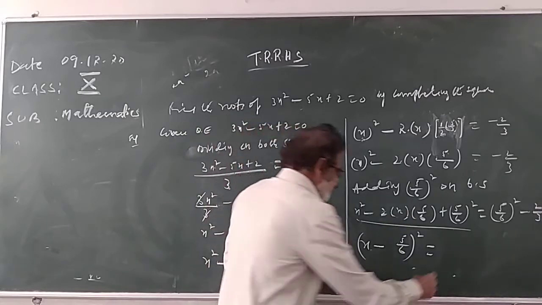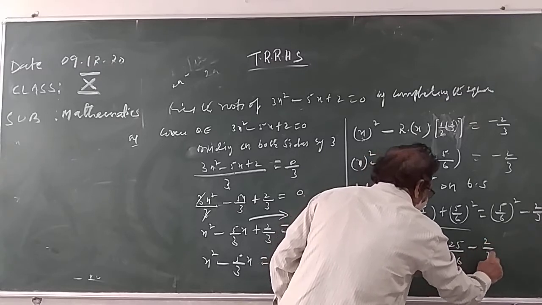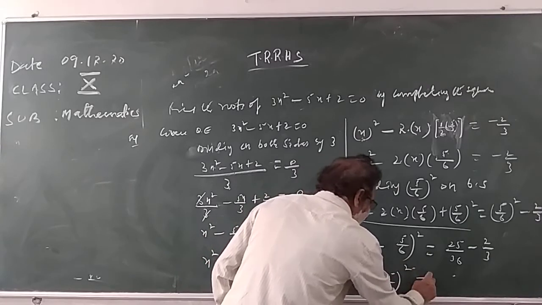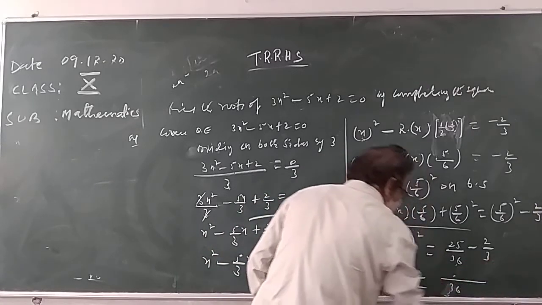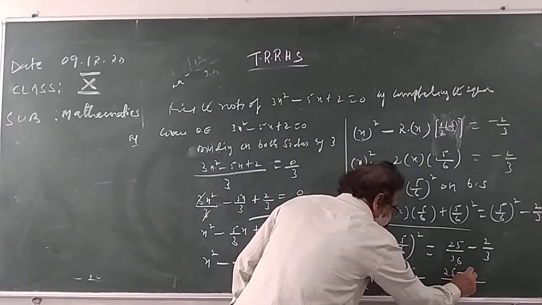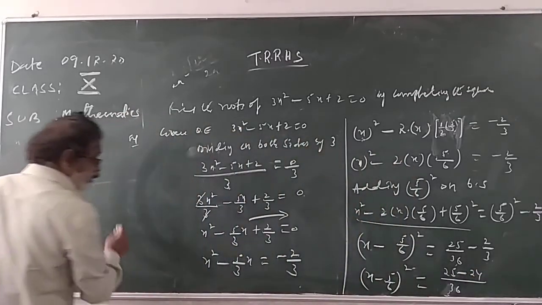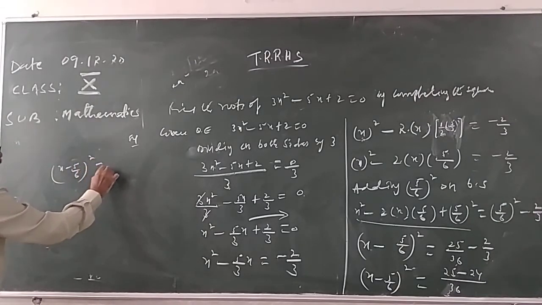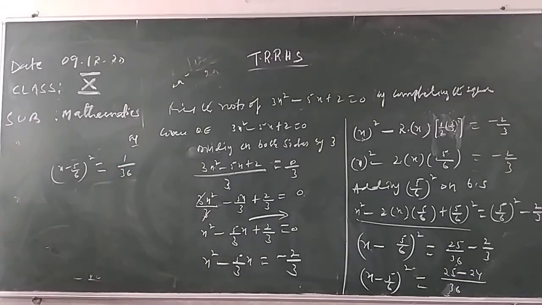x minus 5 by 6 whole square is equal to 5 square 25, 6 square 36, minus 2 by 3. Take the LCM of 36 and 3, which is 36. 36 in 36 one time, 1 in 25 is 25; 3 in 36 twelve times, 12 twos are 24. So x minus 5 by 6 whole square is 25 minus 24, which is 1 by 36.